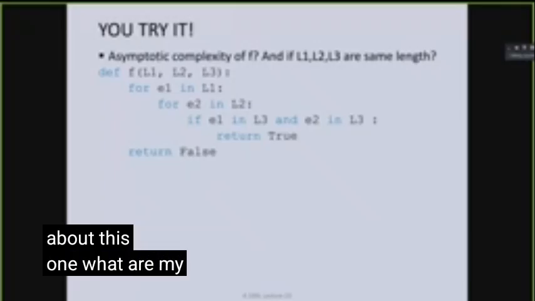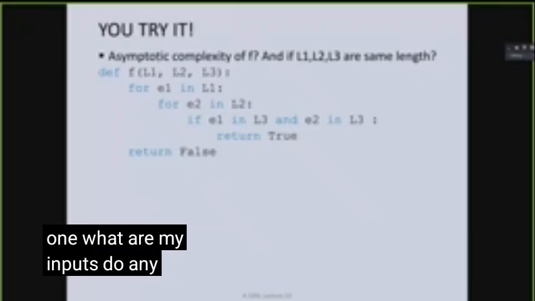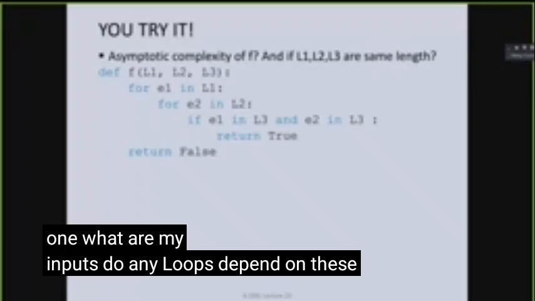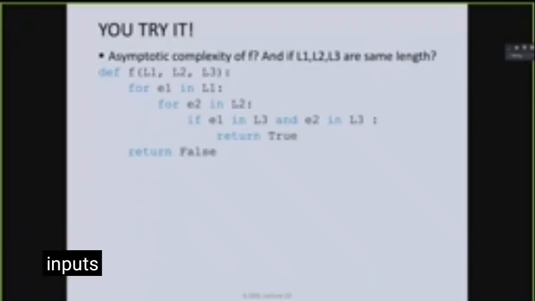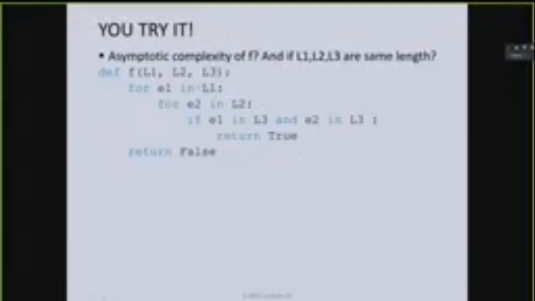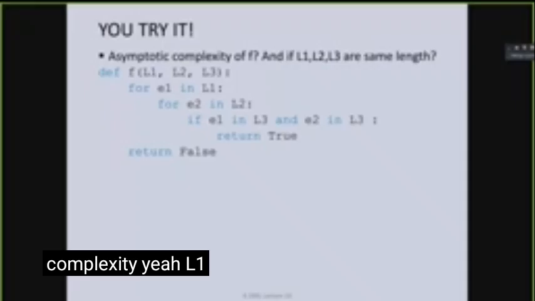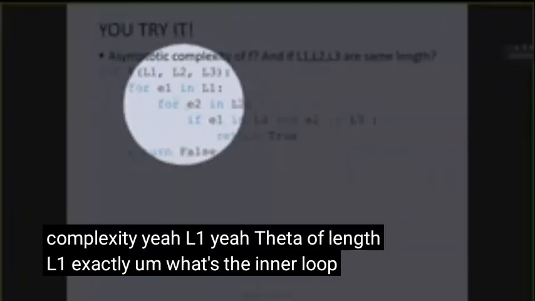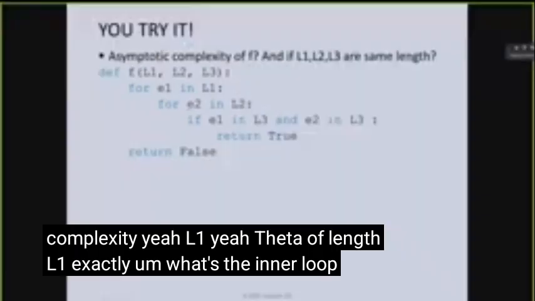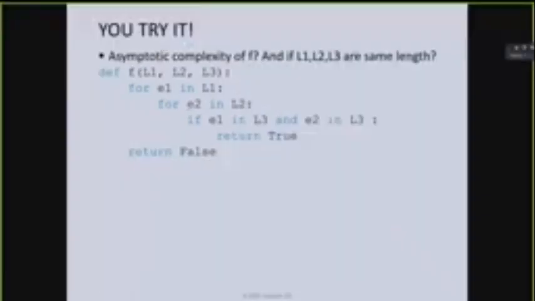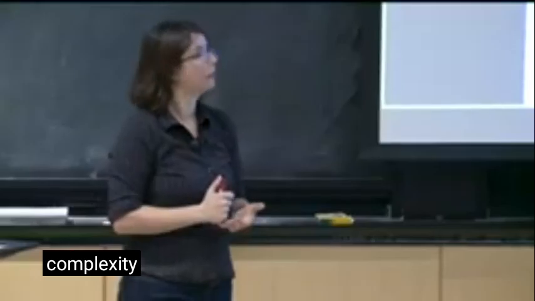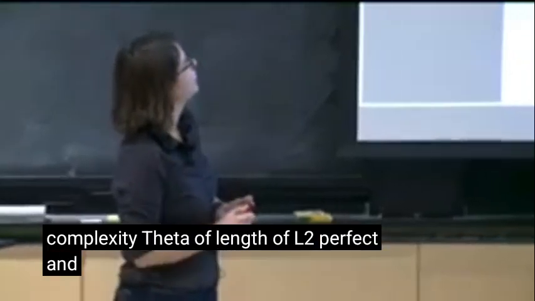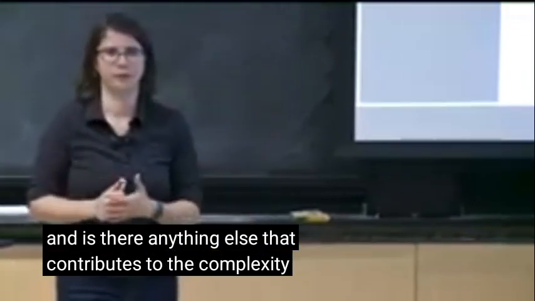What are my inputs? Do any loops depend on these inputs? All right, what's the outer loop complexity? Yeah, length of L1. Theta of length L1, exactly. What's the inner loop complexity? Theta of length of L2, perfect. And is there anything else that contributes to the complexity here?